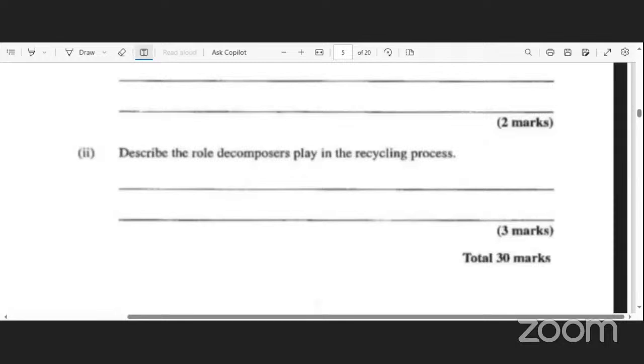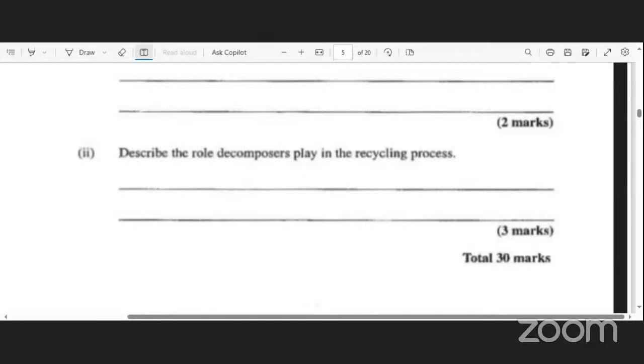Decomposers play a vital role in the recycling process within ecosystems by breaking down organic matter and returning essential nutrients to the environment. Very good. They eat the decayed plants and animals and add that nutrient back into the soil or environment. Decomposers break down dead and decayed matter, and this is then taken in by plant roots. I see a lot of nice comments.